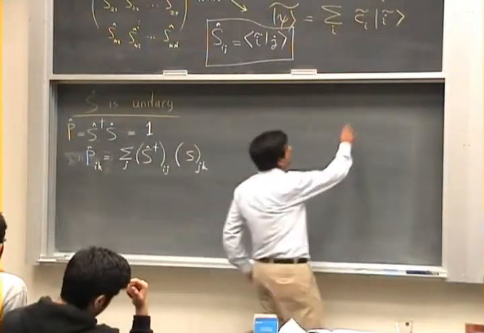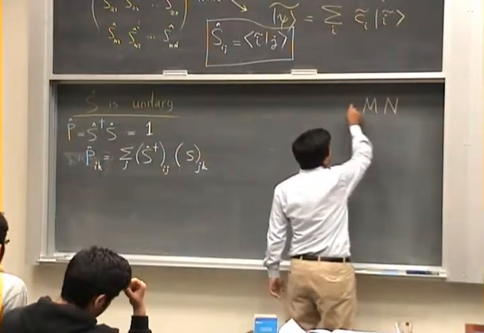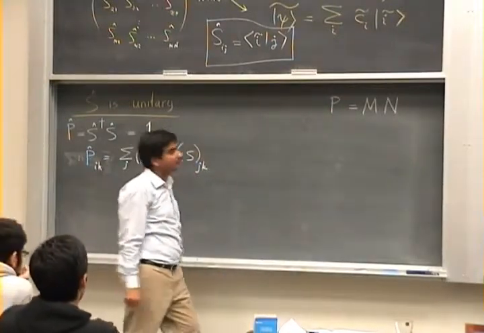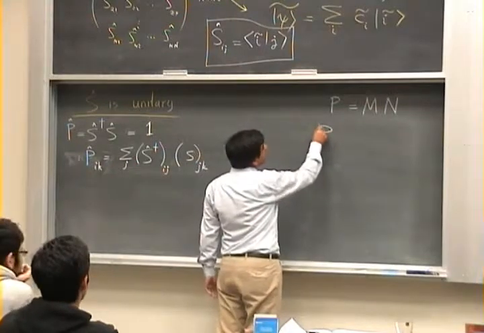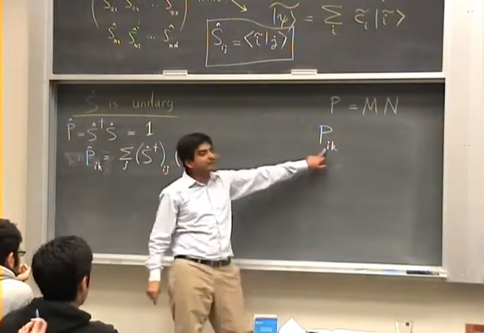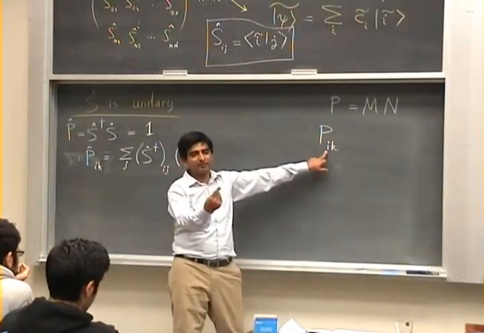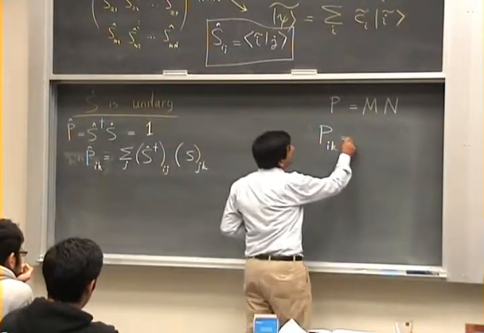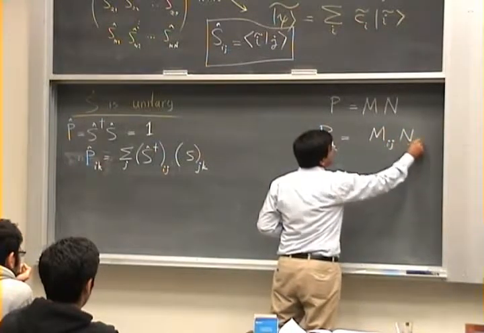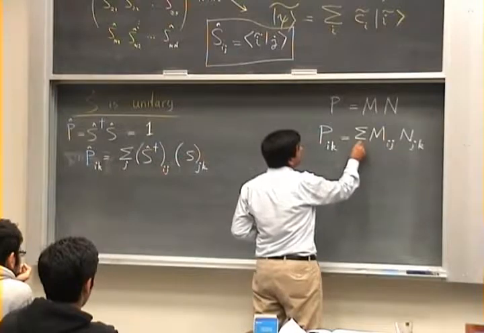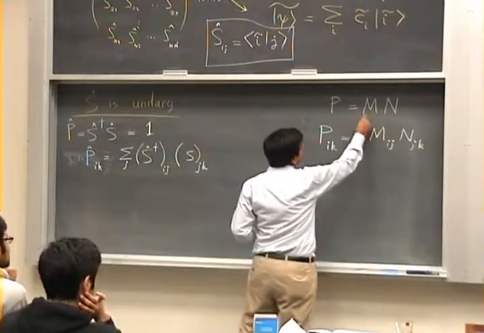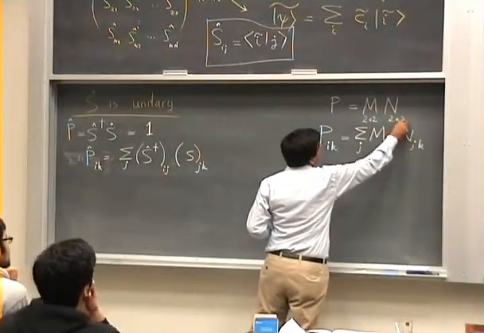If I have two matrices, M and N, giving me a product P of the same order, a certain element in P, indexed by I and K, where I is the row number and K is the column number, will be given by the sum over all J of M_IJ times N_JK. Let's show this. Suppose M is a 2 by 2 matrix and N is a 2 by 2 matrix.